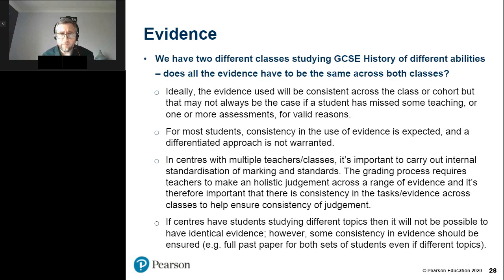Now, we know in history we sometimes have, at GCSE, multiple classes. At A-level we actually have classes doing different topics altogether. So this question is about whether, if you've got two classes studying different topics, and this is about GCSE and different abilities, does all the evidence have to be the same across both classes? And the answer here is ideally yes, certainly if they're doing the same topics. For most students, it's really important that the evidence used is consistent and a differentiated approach is not warranted.